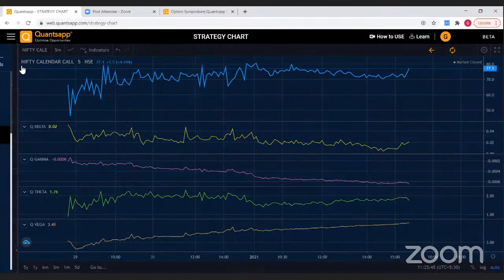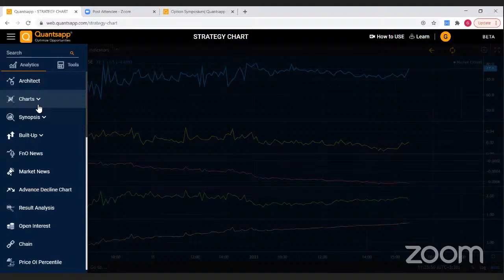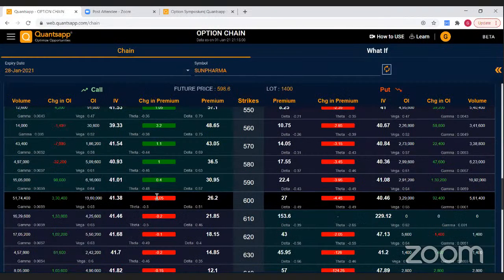So these are the two places where you can see the Greeks, and there are lots of other things you can see on the option chain. If you are holding one or two legs, you can see the Greeks here as well.